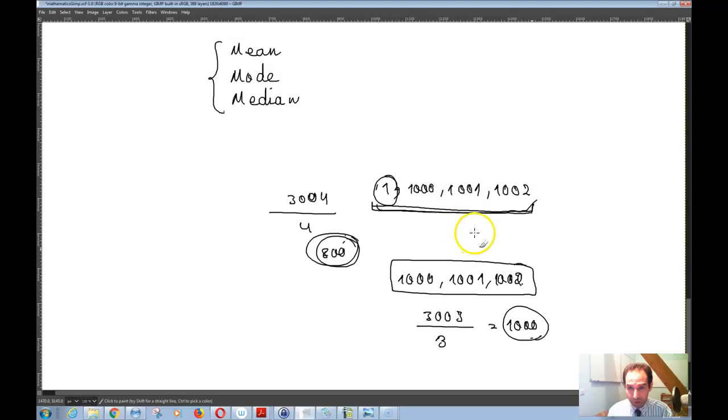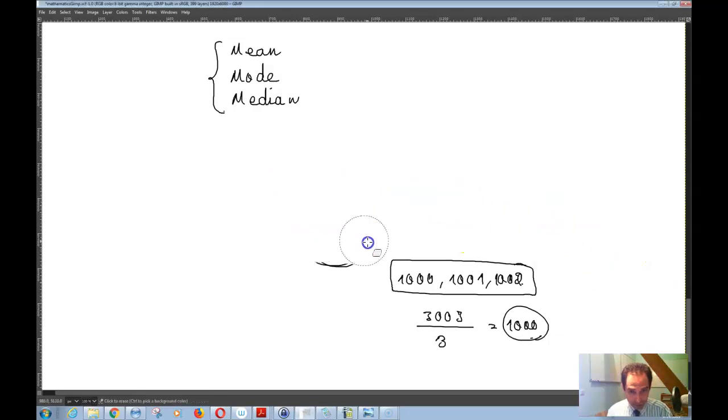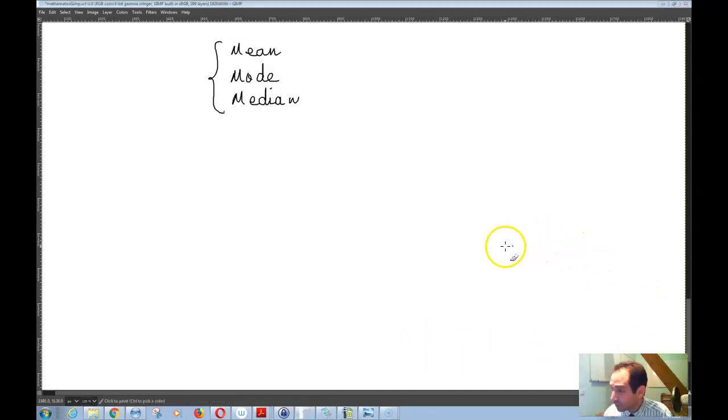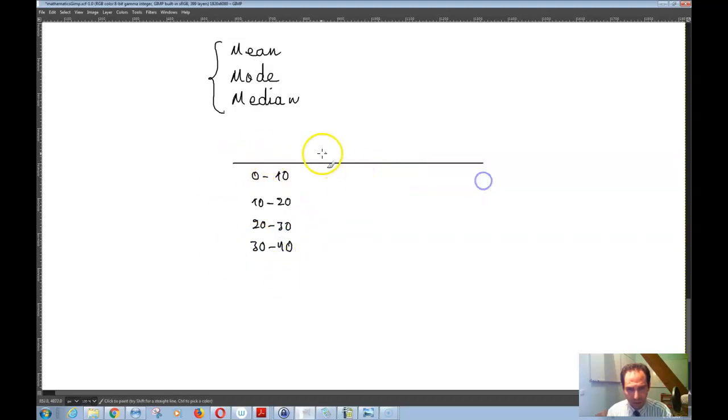So what that means is, it says that the mean of classes having frequencies more or less the same is a good representative of the data. Meaning that, let's say you have these classes 0 to 10, 10 to 20, 20 to 30, and 30 to 40. Then you have these frequencies of, for example, 3, 2, 1, and 3.